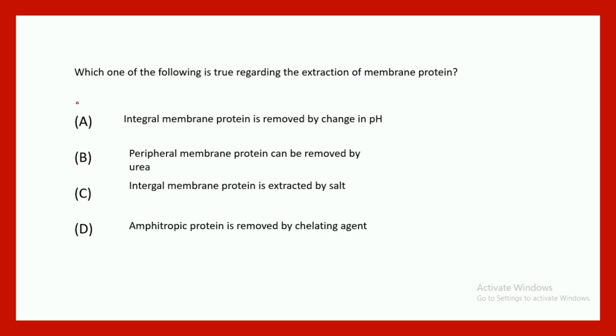Integral membrane protein is removed by change in pH. Unlikely, because integral proteins are heavily attached in the membrane, deeply embedded. So if you want to really get rid of them, you have to use a high concentration of detergent. Peripheral membrane proteins can be removed by urea. It is actually true, because urea helps to remove the hydrophobic interaction with the membrane phospholipids. But it is only true for the peripheral protein because they are loosely attached. If it is an integral membrane protein, it is not possible. So the correct answer is B.